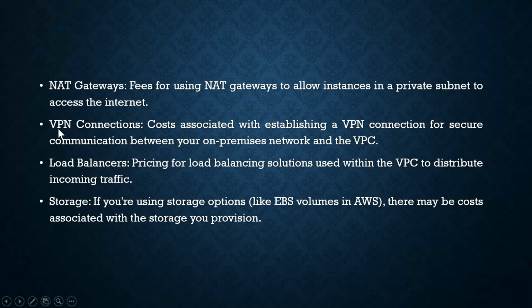And the next one is VPN connection. Costs are associated with establishing a VPN connection for secure communication between your on-premises network and the VPC. And the next one is load balancer. Pricing for load balancing solutions used within the VPC to distribute incoming traffic. And next one is storage. If you are using storage options like EBS volumes in AWS, there may be costs associated with the storage you provision.